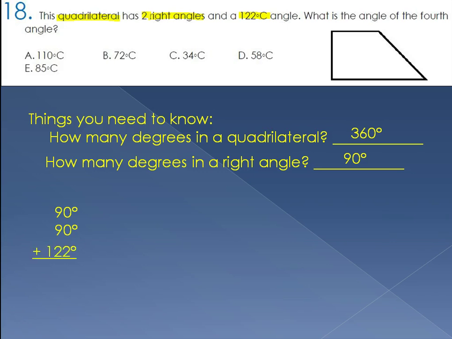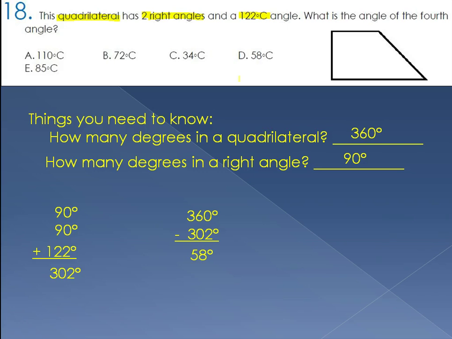Then you also have to add 122 for this third angle. If you add them up together, you're left with 302. So that's the 3 angles. Now you need to find the fourth angle. As we said up here, the quadrilateral has 360 degrees in it. So 360, you have to take away 302 from it, because that's the 3 angles, to find the fourth angle, which is left with 58. So the answer then has to be D, 58.